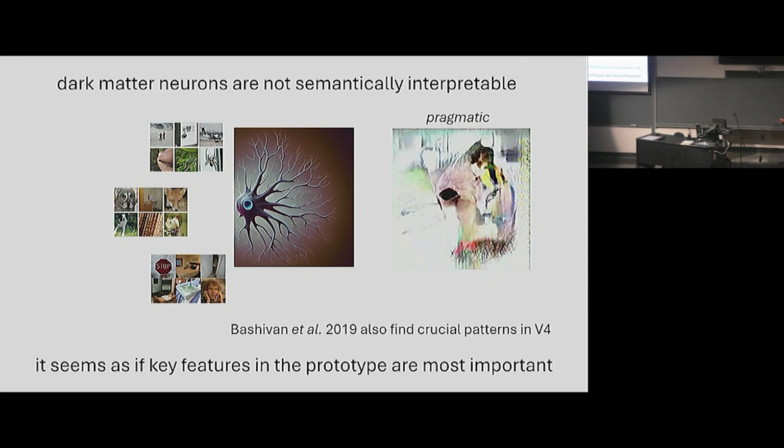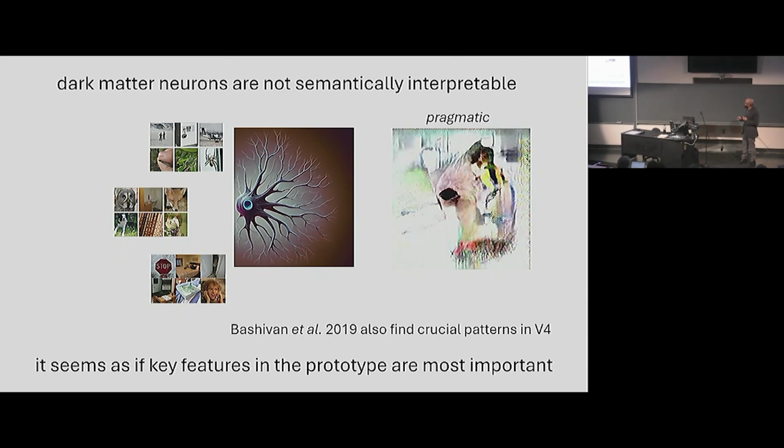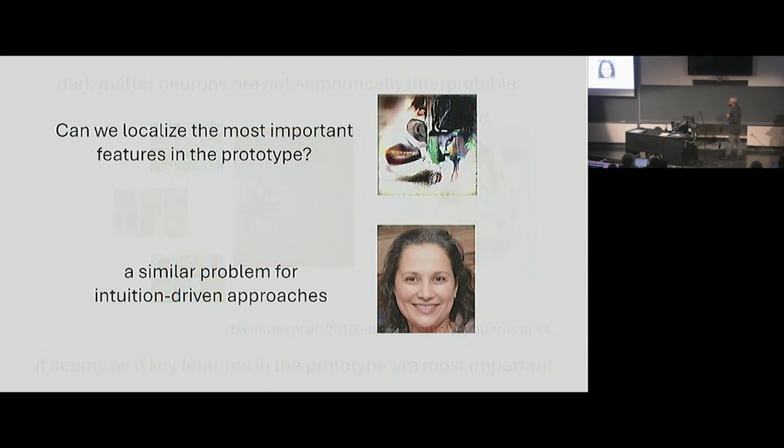But more importantly for us, it could be the case that some of these features are also contained within this larger texture. So one of the things that we decided to do is, can we try to localize the most important parts of the prototype?